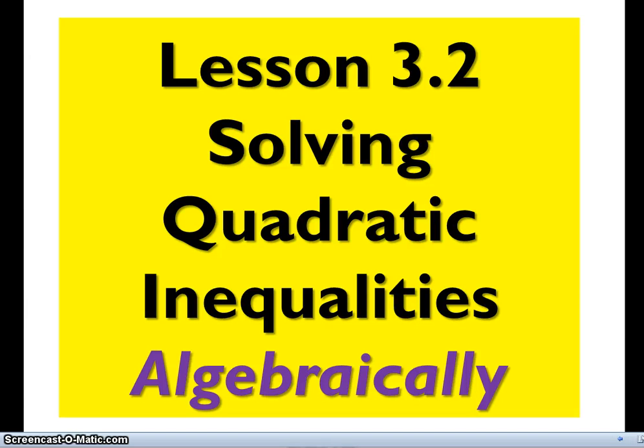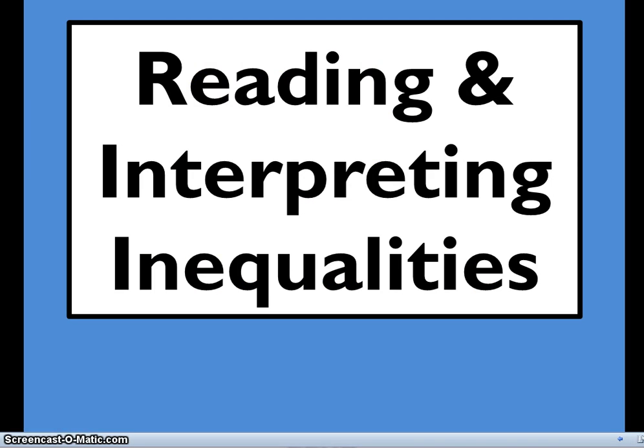Lesson 3.2, solving quadratic inequalities algebraically. Before we get started on solving algebraically, I need to make sure that you really do understand how to interpret an inequality. So let's take a look at that notes page.